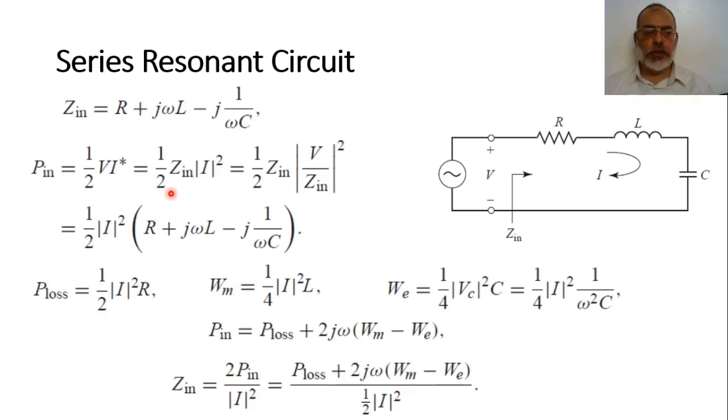According to this representation, we can say that the input power is half the magnitude of I squared multiplied by Z input, where Z input is R plus j omega L minus j over omega C. Actually, the first term, half I squared R, represents the power losses in this circuit, while 1 over 4 multiplied by I squared L represents the stored magnetic energy in the inductance. On the other hand, 1 over 4 V_C squared, the voltage on the capacitor, because if we are talking about a series circuit, the voltage on the resistor plus the voltage on the inductor plus the voltage on the capacitor will equal the total voltage, which is Kirchhoff's law.